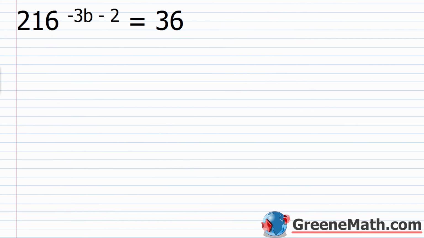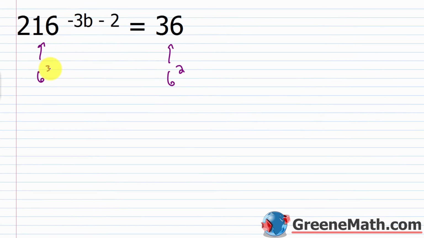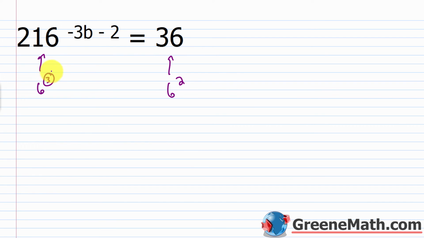All right, what about 216 raised to the power of -3b minus 2 is equal to 36? So in this case, if I think about 36, I know that it's 6 squared. If I think about 216, I know that it's 6 cubed. So I want to just write this as 6 squared. I want to write this as 6 cubed. So I think about this just very carefully here. This 3 here would just multiply this. So I would have 6 raised to the power of 3 times, in parentheses, -3b minus 2.